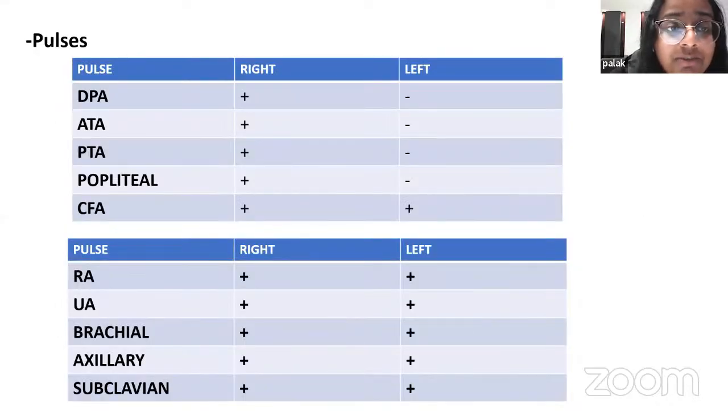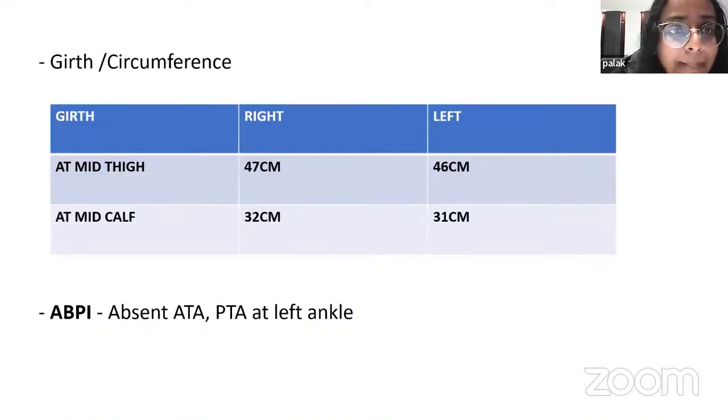The pulse distribution is as shown. In the left lower limb, there was absence of the dorsalis pedis, the anterior tibial, the posterior tibial, and the popliteal arteries, which were present in the right lower limb. Common femoral was palpable in both the right and the left lower limb. Upper limb peripheral arteries were normal in both the arms and palpated equally.